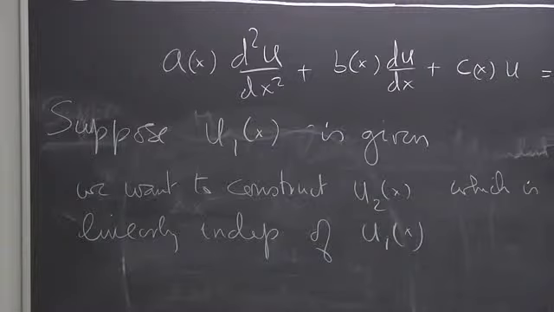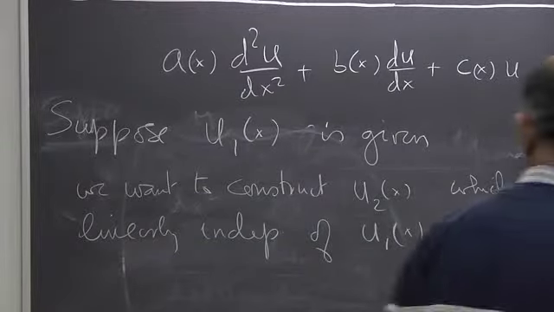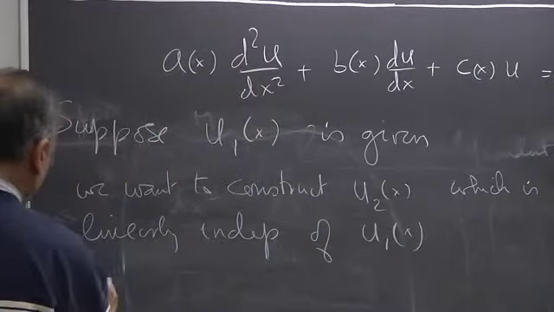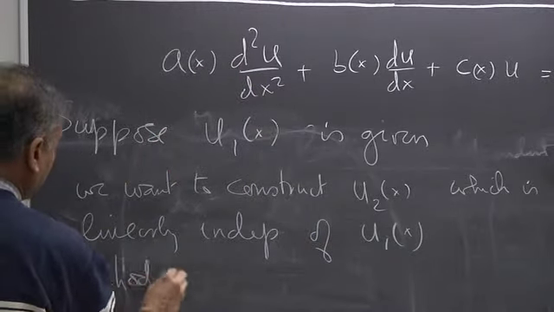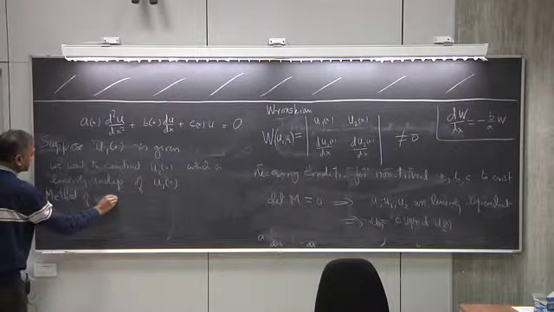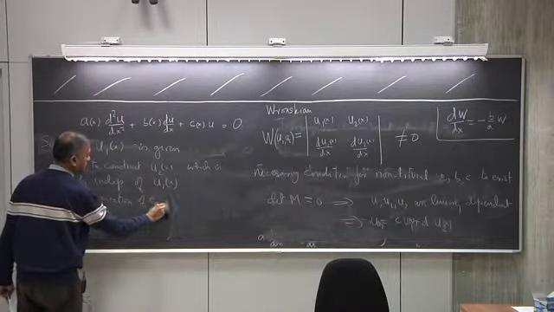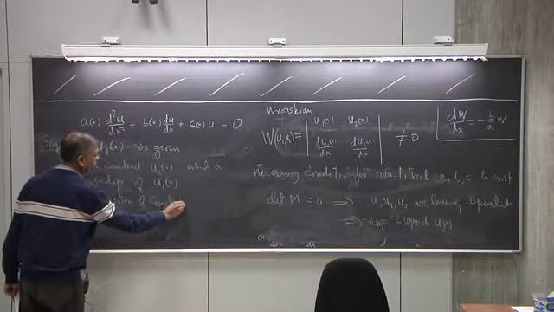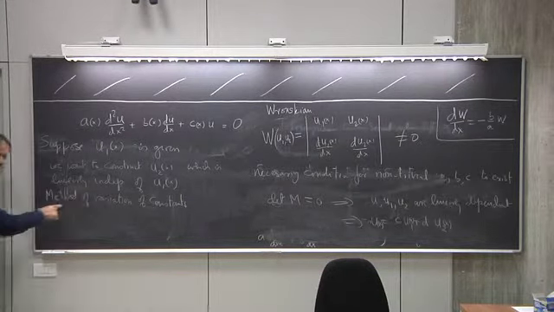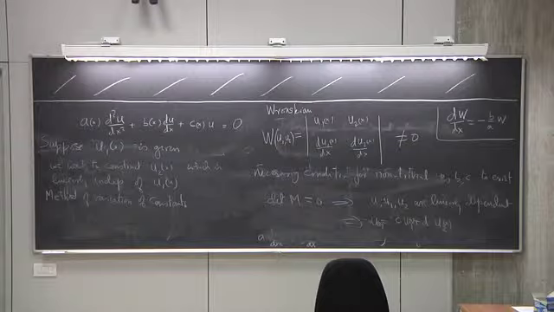Okay. And this is done by a method which is used again and again. This method is called the method of variation of constants. I don't know why this terminology came historically, but okay, this is what it's called.